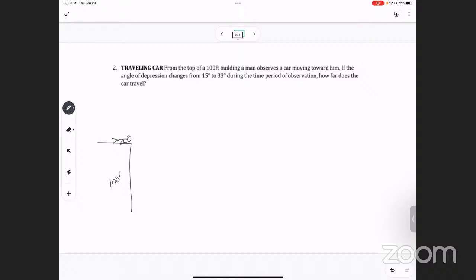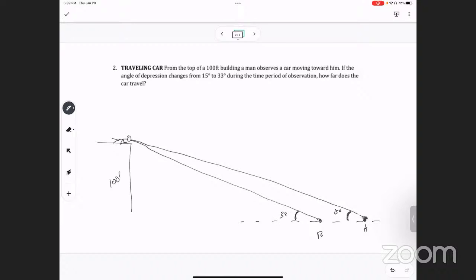Observes a car moving toward him. So here's the car in position A, and here's the car in position B. And position A, that angle right there. And position B is that angle right there. So remember the angle of elevation and the angle of depression are the same. So these are my two angles here. It was 15 degrees to start, and then it was 33 degrees at point B.